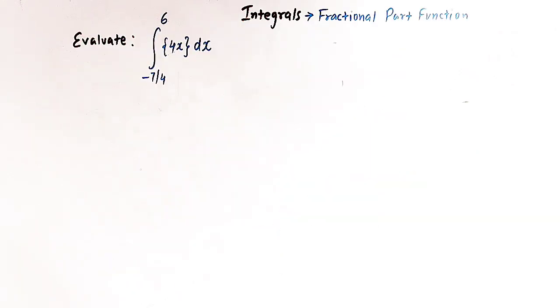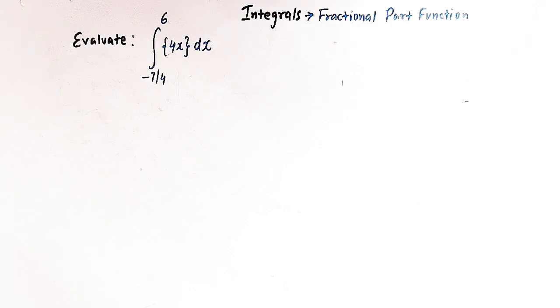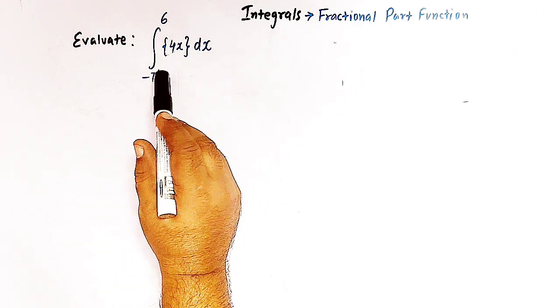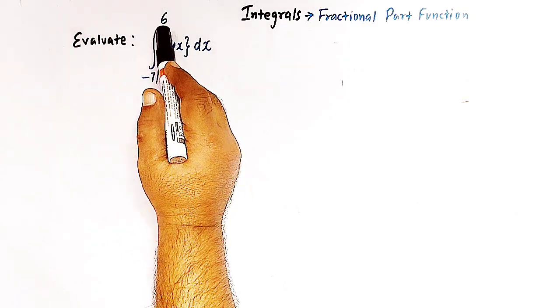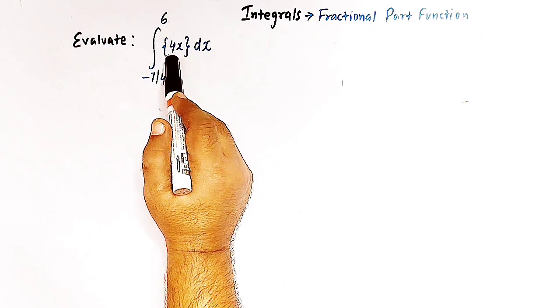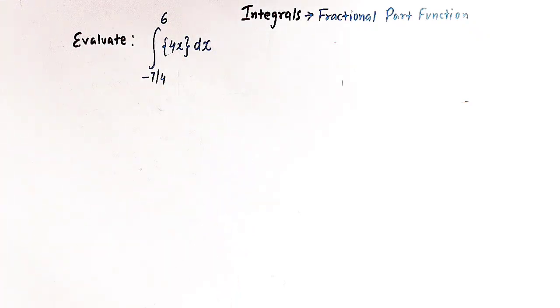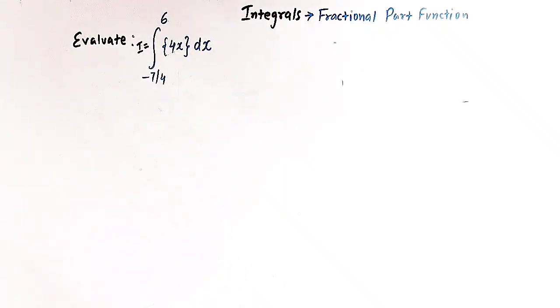Hello viewers, in today's session we are going to discuss another important and conceptual problem from definite integrals, and in this session we are going to discuss this integral involving the fractional part function. So we have to evaluate this integral in which the lower limit is minus 7 by 4 and the upper limit is 6, and the integrand is a fractional part of 4x, right? So here let us first call this integral as I, right?